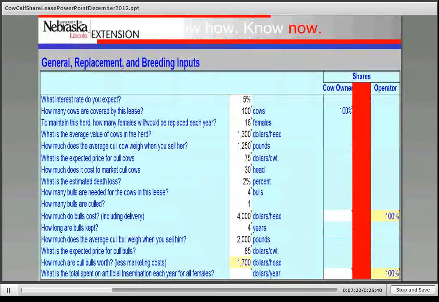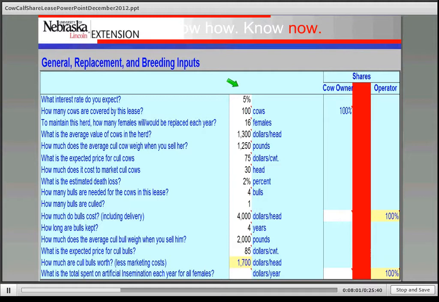The first section of the spreadsheet looks at general replacement and breeding input costs. There's some numbers here that really need to be carefully thought about as you begin to put the numbers in. You can see over here on the right side of the spreadsheet, we're looking at a share arrangement where it allows the cow owner and the operator to show what portion they're contributing. So for example, we may have a situation where we have maybe 100 cows. In this example, I said the cow owner owns them all, but it might be a case where maybe the cow owner has a certain number of cows and the operator has some as well. And so we would show what each is contributing in terms of their portion of ownership.